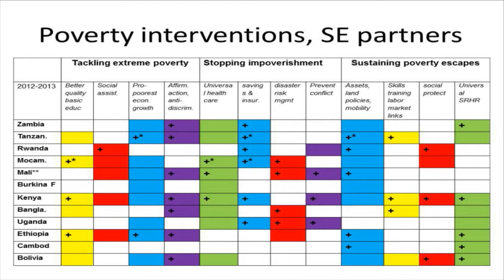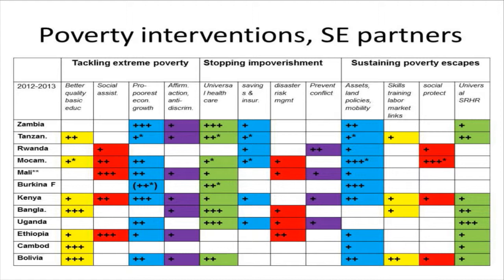78 boxes here out of double the amount, I think, are filled with colors. 45 of these have 1+. Here I add 2 pluses, interventions between 10 to 30 million Swedish crowns with fairly broad thematic coverage, 19 boxes, and then 14 boxes where the interventions are above 30 million Swedish crowns and with broad thematic coverage.